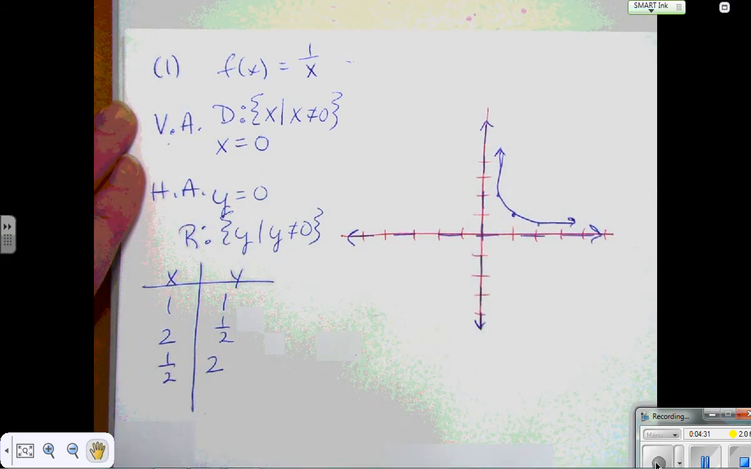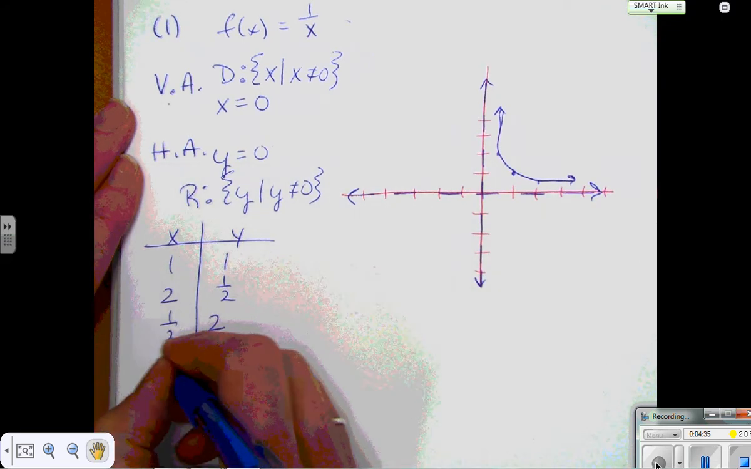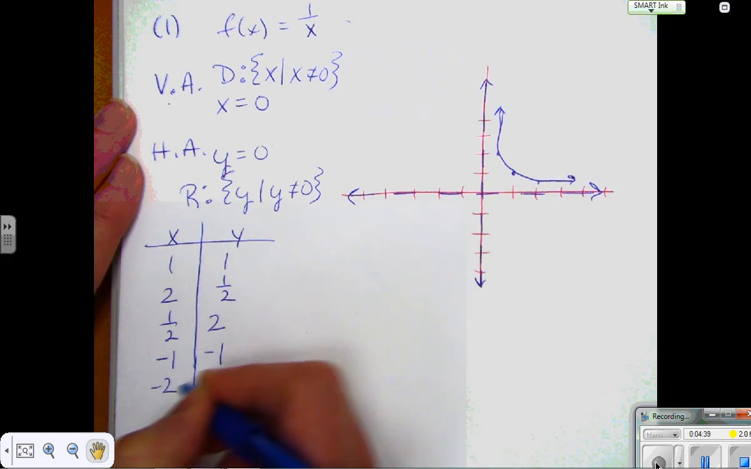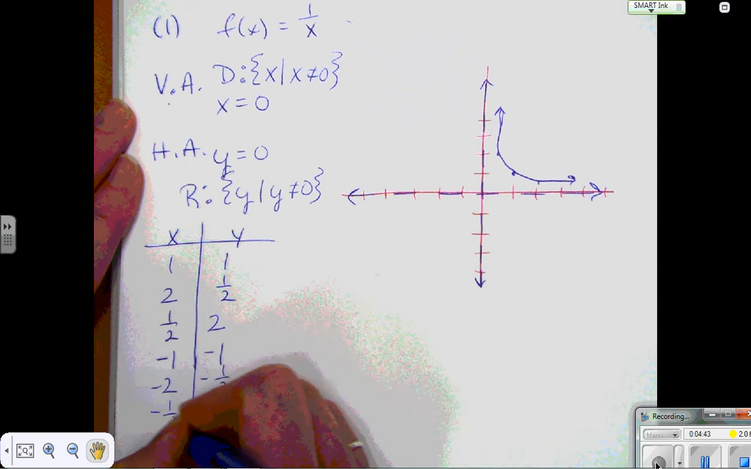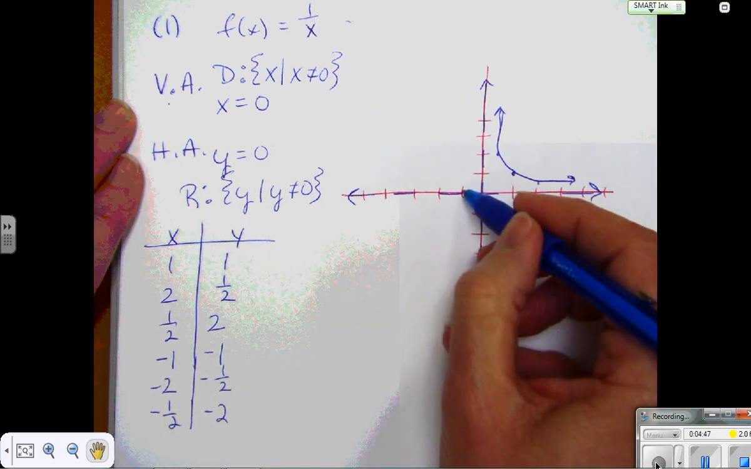Okay, let's put some negative values in. That's just half of your graph. So if x is negative 1, y is going to be negative 1. If x is negative 2, y is going to be negative 1/2. And if x is negative 1/2, y is going to be negative 2. So now I'm going to get my other part of the graph.